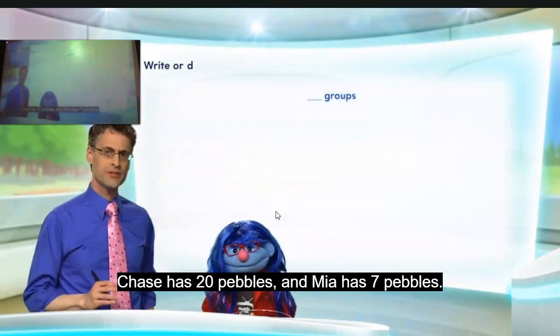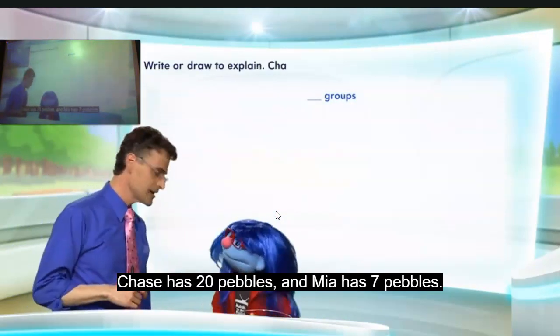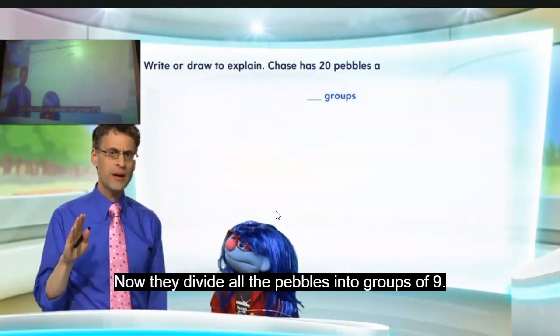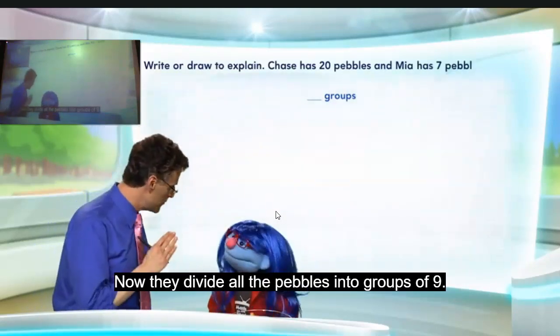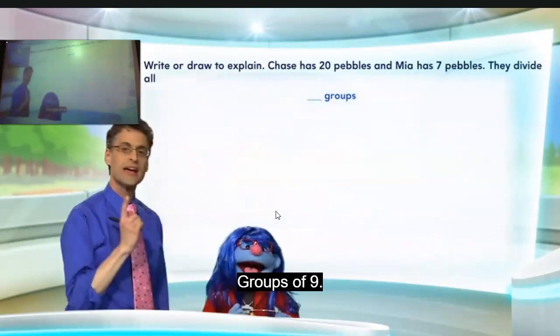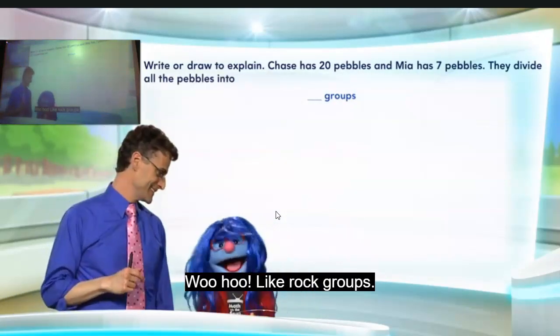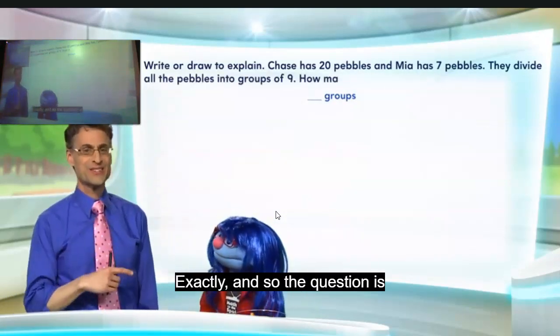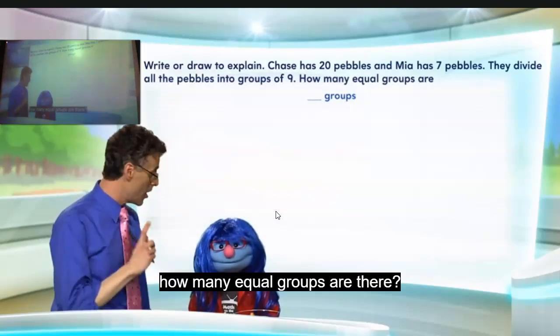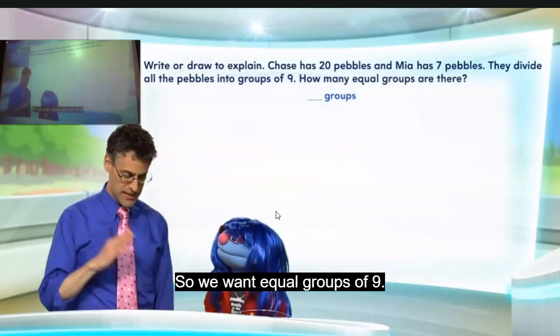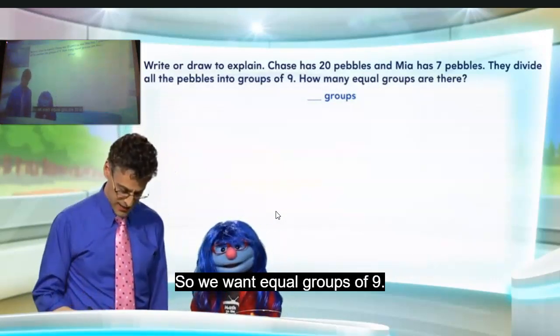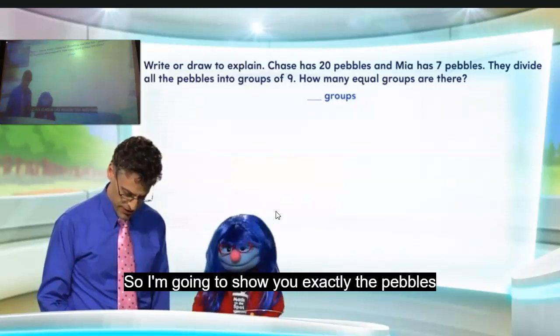Chase has 20 pebbles and Mia has 7 pebbles. Oh! Now, they divide all the pebbles into groups of 9. Groups of 9! Exactly. Woohoo! Like rock groups! Exactly. And so the question is, how many equal groups are there? So we want equal groups of 9. So let's check it out for ourselves. So I'm going to show you exactly the pebbles.